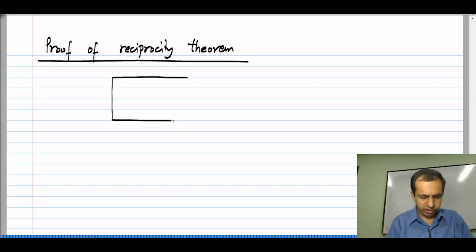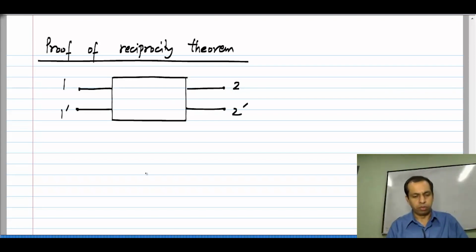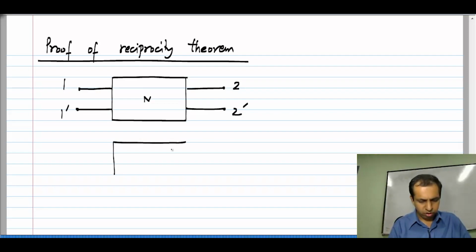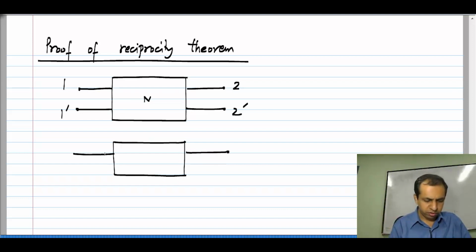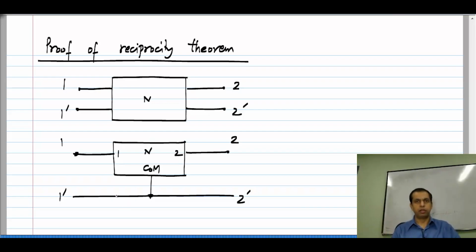make a distinction between two kinds of two ports. This is the picture I have been drawing so far, with 1 prime and 2 prime. Now, a subset of two ports can be of this form, 1, 2, and this 1 prime and 2 prime are really the same terminal. So, this is the common terminal, and port 1, port 2 and a common terminal.